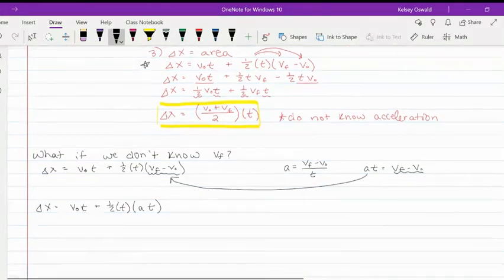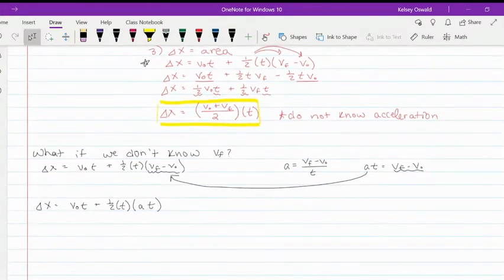Since final velocity minus initial velocity is the same thing as acceleration times time, we can just plug that into that equation. So then when we want to simplify this a little bit, we'll get that our displacement is equal to initial velocity times time plus 1/2 AT squared, since we have time times time there. And this is going to be our fourth kinematic equation. And again, this guy is useful when we do not know our final velocity. Okay?